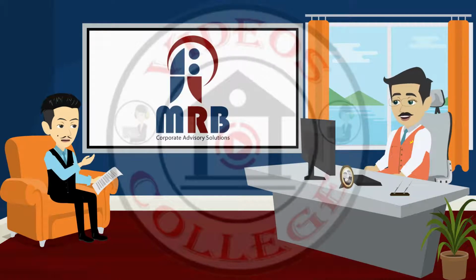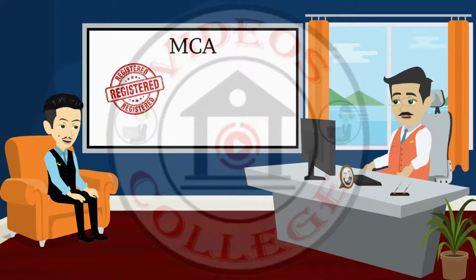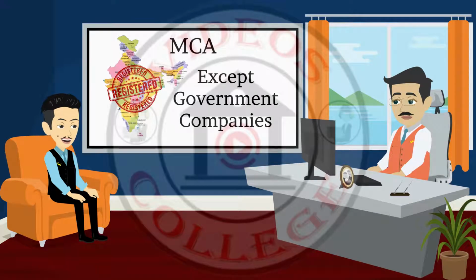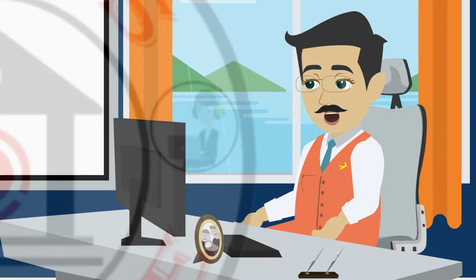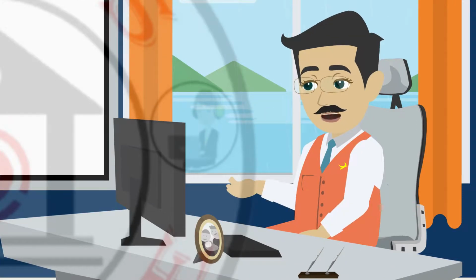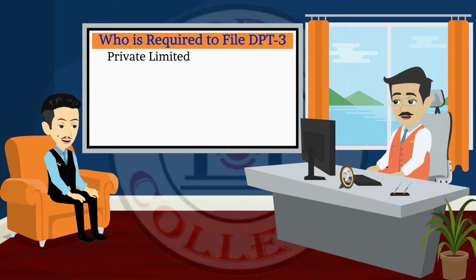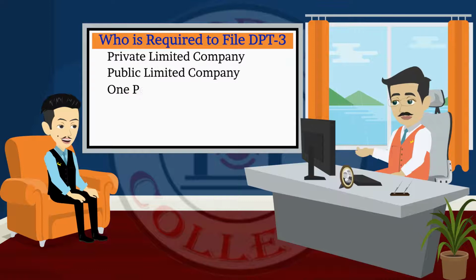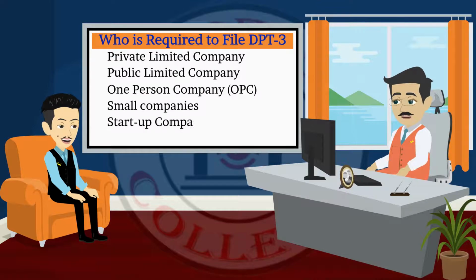Who should file Form DPT-3? The MCA has made it mandatory for all companies registered in India except government companies to file Form DPT-3. Accordingly, if you are falling under any of the below categories, you should file Form DPT-3 mandatorily: private limited company, public limited company, one-person company (OPC), small companies, startup companies, Section 8 companies, etc.